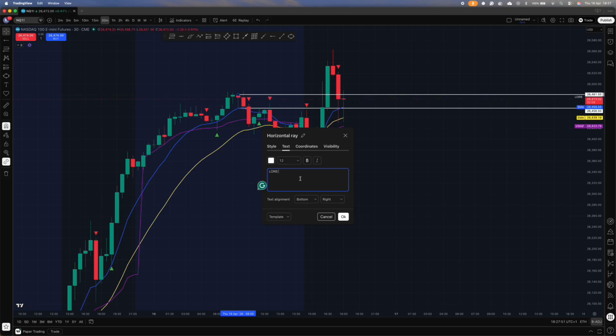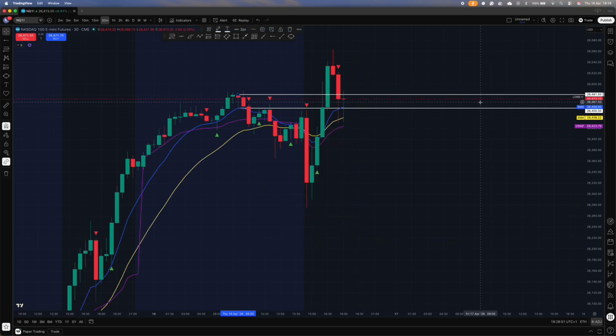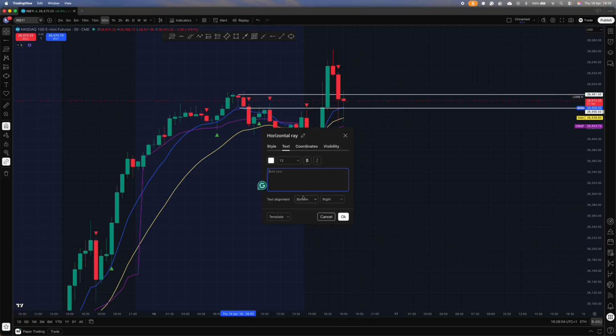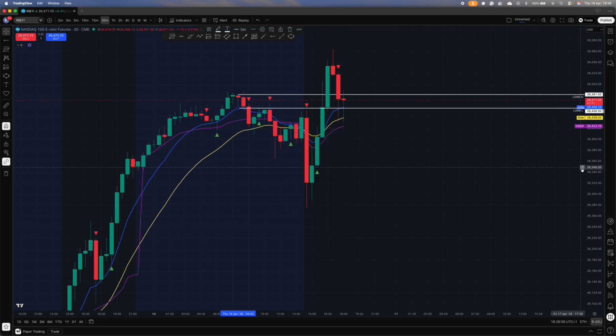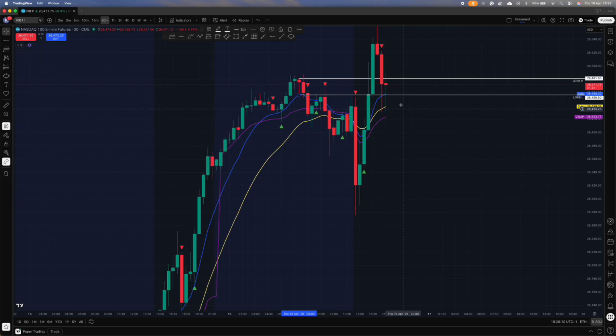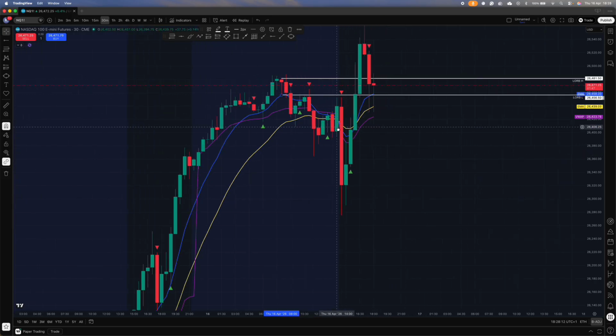ORB stands for opening range breakout, and I do the London opening range breakout. So the L is for London, and then ORB. It's just as simple as that. And then for the low, it will be LORB low, London opening range low. And then this is the New York session that's open and doing its thing.